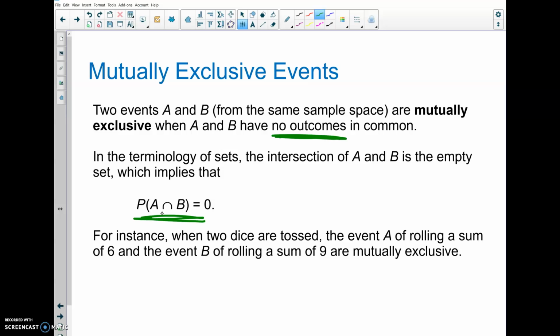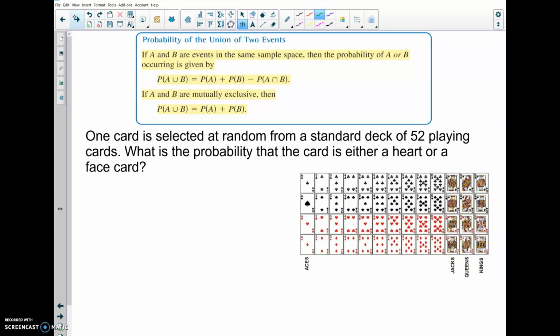An example of two mutually exclusive events would be when you are rolling two dice. The first event A, you are looking for the sum of 6, the two dice adding up to 6. And then the second event B is rolling two dice a different time and your sum is 9. They are mutually exclusive.